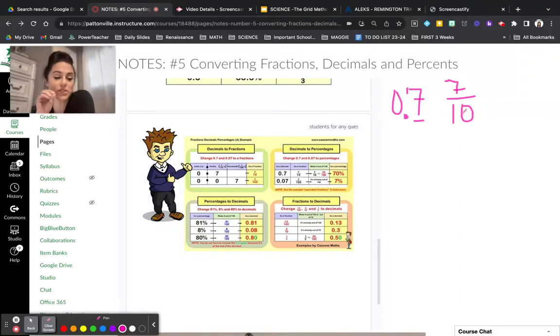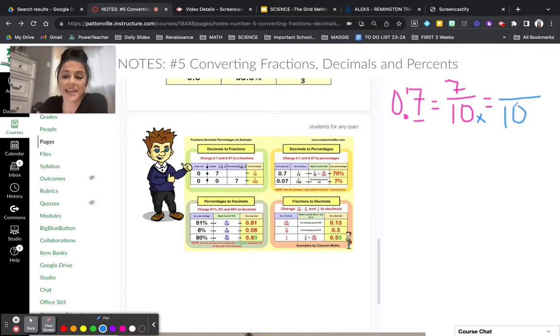The reason why you need to know that a percent is out of 100 is because right now we have a decimal, we have a fraction. What is this as an equivalent percent? You need to know that in order to turn it into an equivalent percent, you have to get your denominator to turn into 100. So let's do that. We're going to use multiplication to turn our denominator into 100. So 10 times what is going to get us 100?